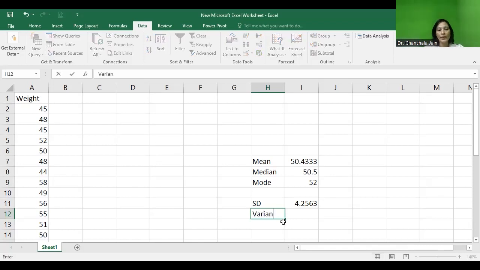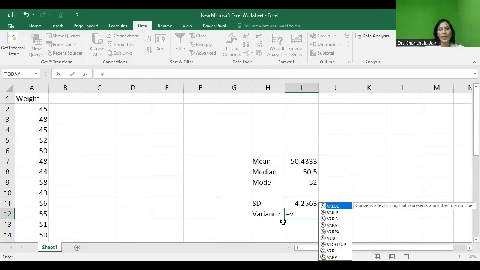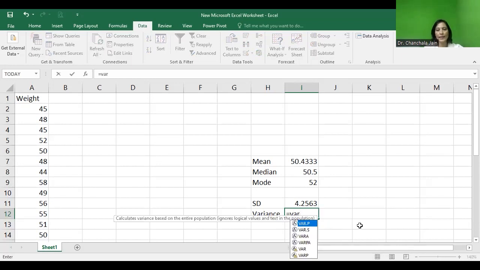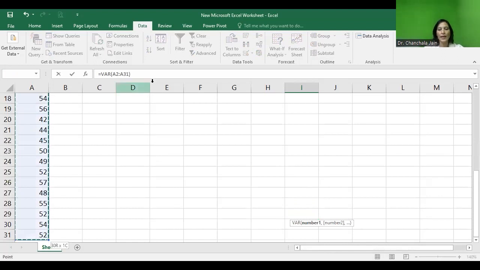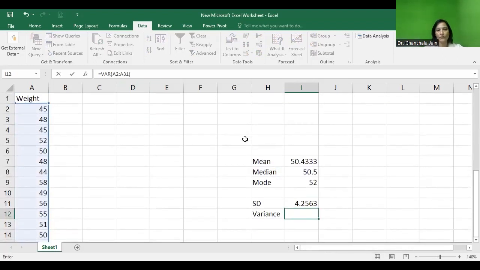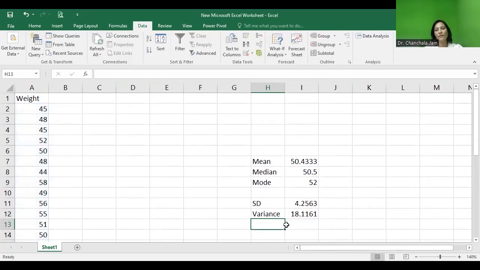Now we can find the variance. So you need to put an equal sign and you need to type VAR, and then you can simply use the function VAR. And then you can again pass the range of your variable or your data, and you can close the bracket from the keyboard and then press enter. This will give you the variance.